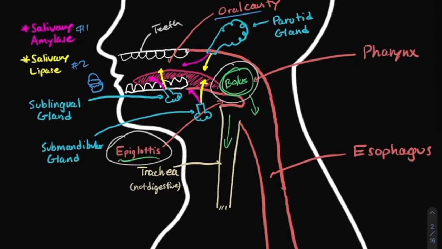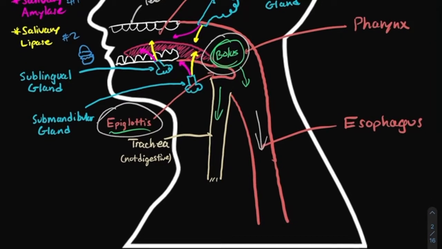And so when the bolus travels over the epiglottis, gravity helps us out and basically allows the bolus to travel straight over that and down into the esophagus, which is absolutely amazing because it's a very simple system, but it prevents us from getting food down our trachea, which obviously isn't great.